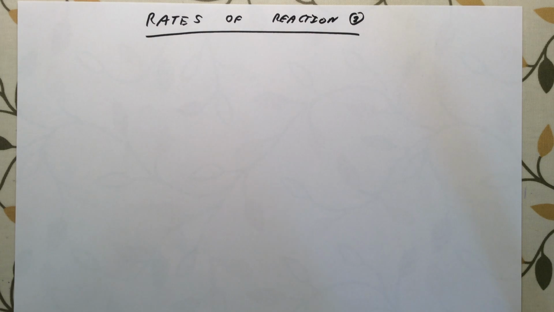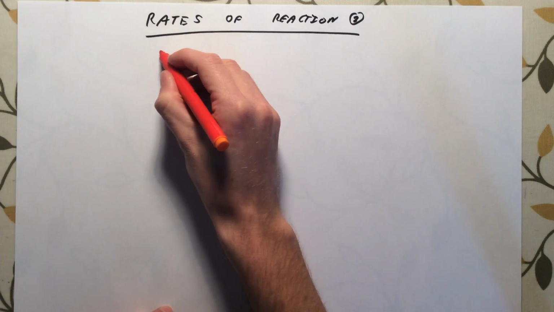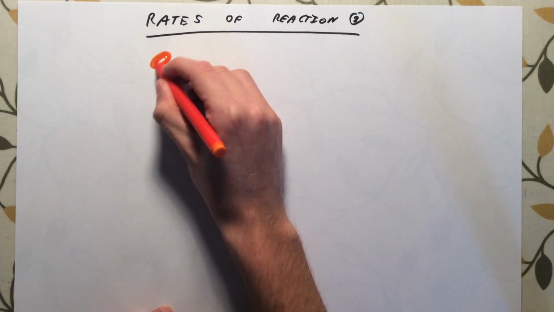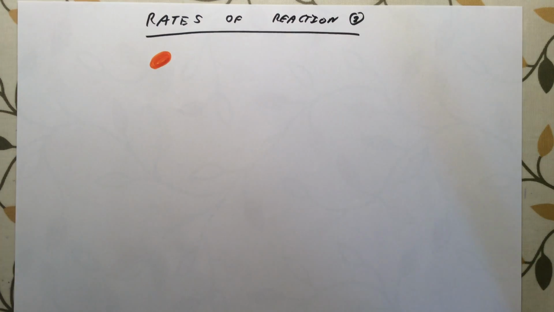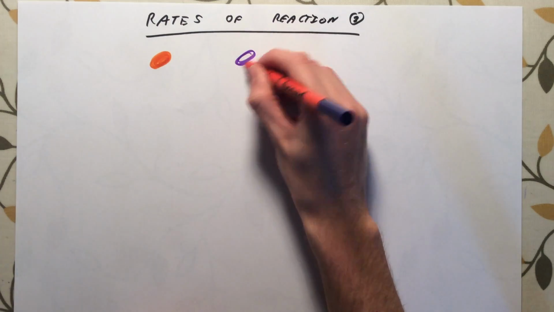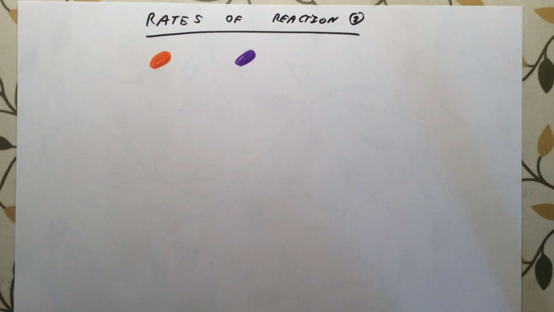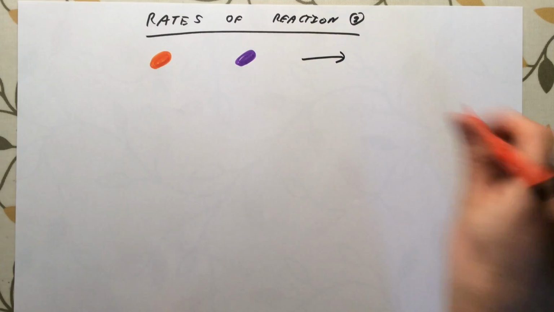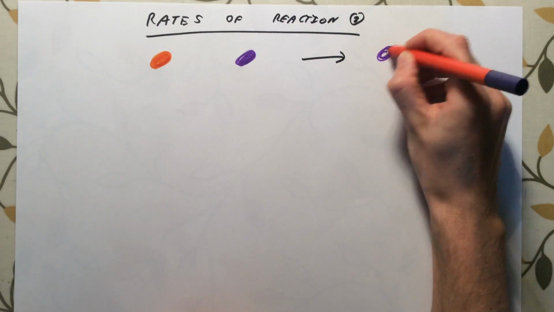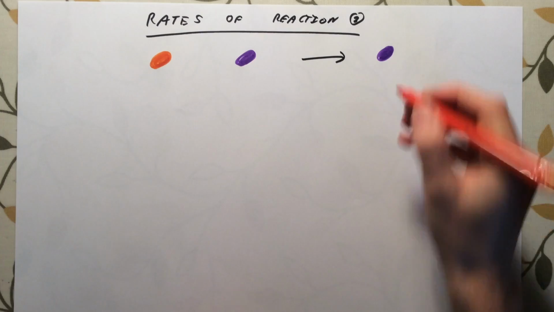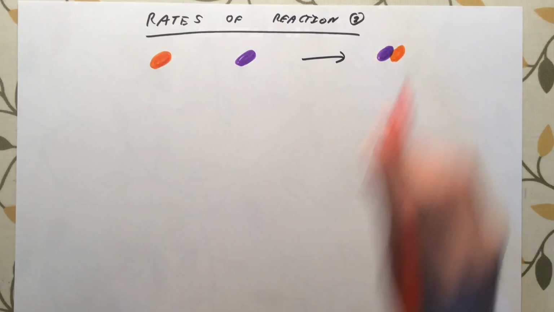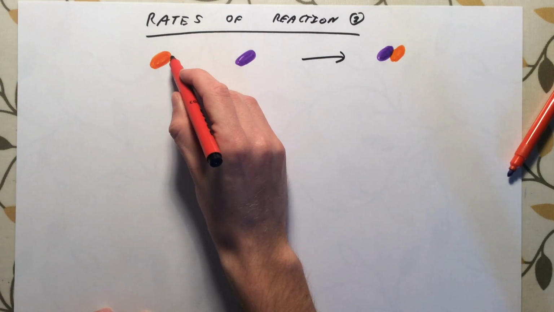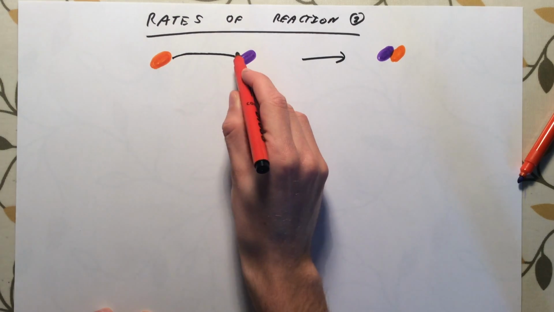This video is going to cover rates of reaction, or how can we make a reaction between two chemicals faster. For any reaction to happen between two substances, the particles within those substances must collide together. In this example, for my orange and my purple particle or chemical to react, they must collide together, and they're going to make, in this case, something like that. So we've got to have a collision between these two particles.